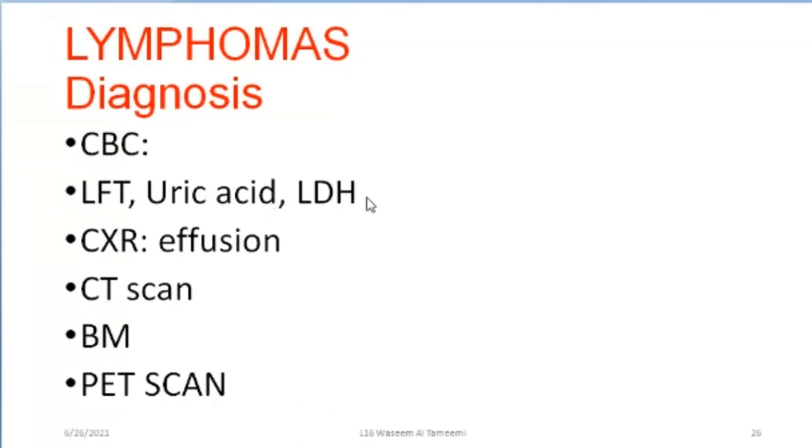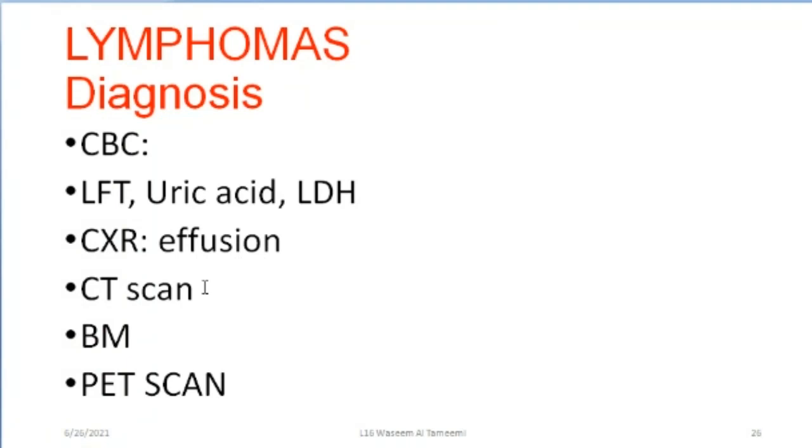Lactate dehydrogenase is usually elevated. Chest x-ray is very essential for the patient, because some patients develop a mediastinal mass, hilar lymphadenopathy, or in some cases present with advanced stage disease involving the pleura causing pleural effusion or pericardial effusion. CT scan is mandatory for all patients of lymphoma. Whole body CT scan for staging.